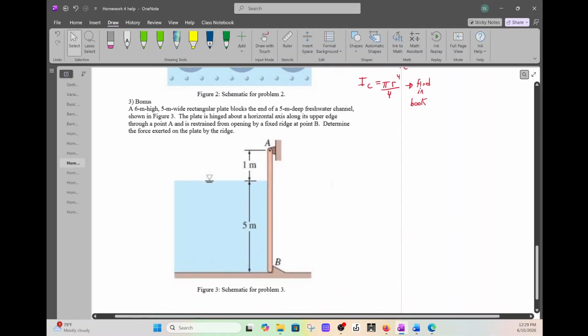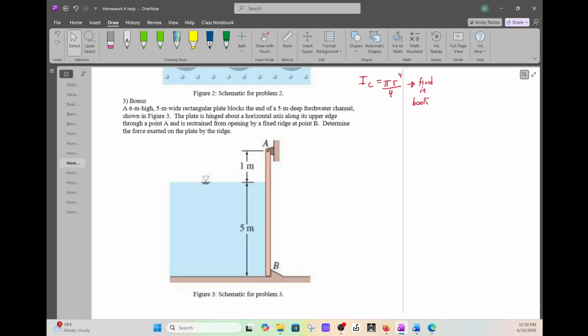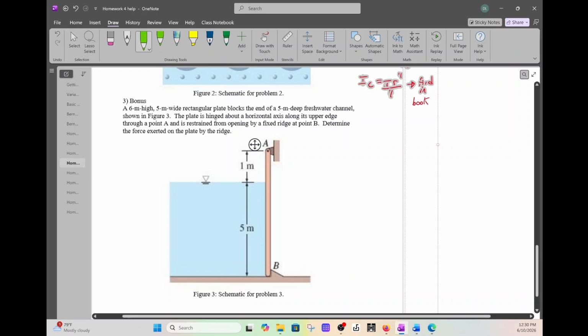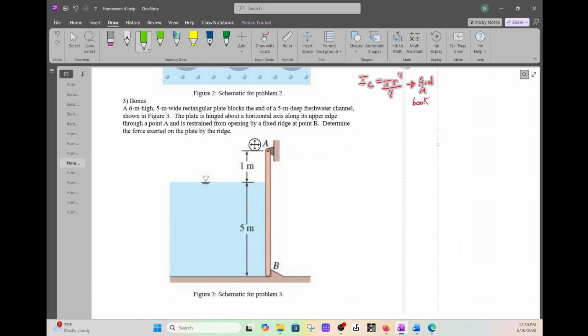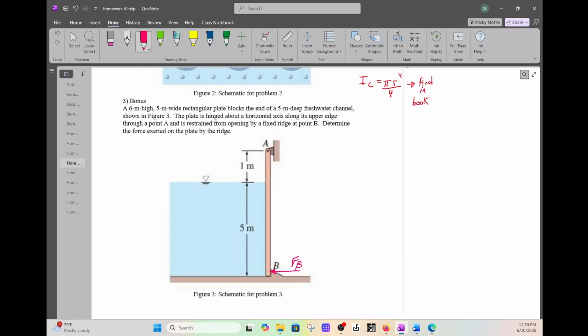All right. This last one is bonus. I don't know if I have a video on this. I might, but let me help you with this anyways. So we have a gate. It's hinged at A, and it's resting at B. And we want to find the force exerted on the plate by the ridge. So basically, there is a force, which we're going to call FB here. That's what we're looking for.